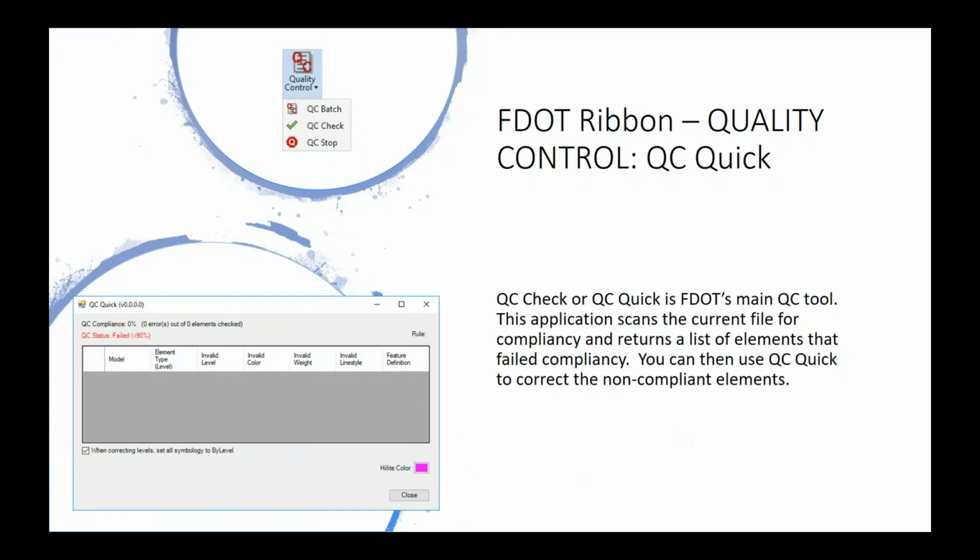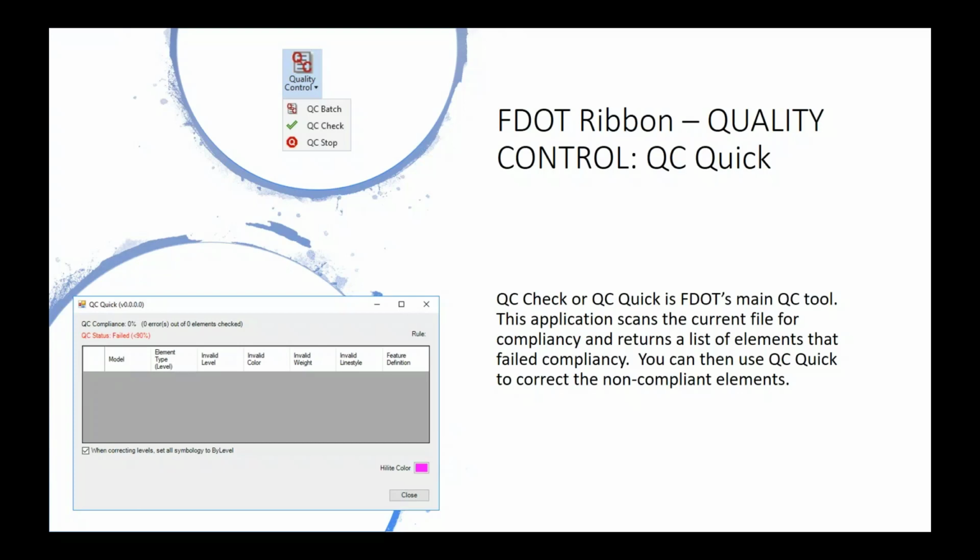QC Check or QC Quick is FDOT's main QC tool. This application scans the current file for compliancy and returns a list of elements that failed compliancy. You can then use QC Quick to correct the non-compliant elements. It does display that list for you to work with.